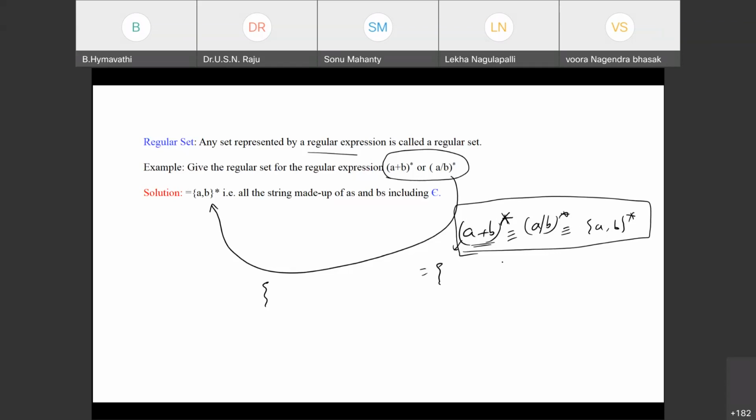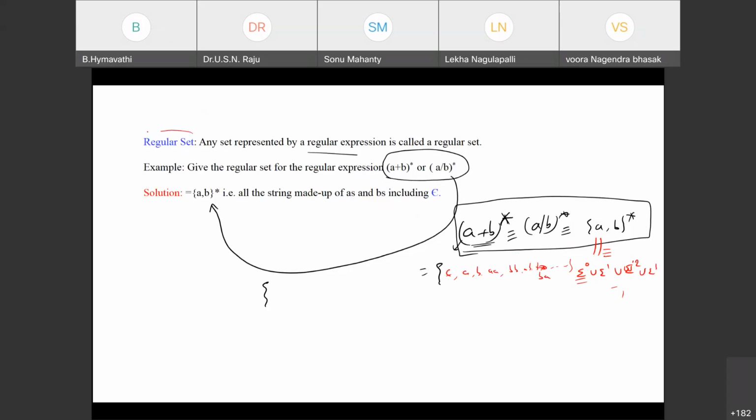Now can you tell me what are the strings that I'll get for this language? What is the first string? Epsilon. So it is equivalent to sigma 0 union sigma 1 union sigma square union sigma power 3 and so on. That means all possible strings of a and b: epsilon, a, b, aa, bb, ab, ba, and so on like this.